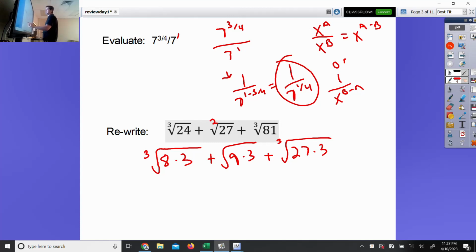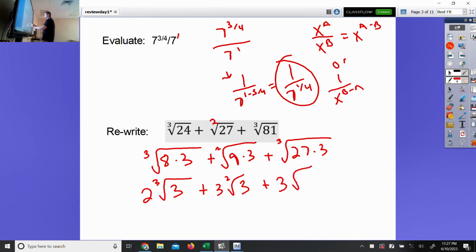The cubic root of 8 is 2, so this becomes 2 cubic roots of 3. The square root of 27 is going to be 3 root 3, and notice that the symbols differ. You can't actually add those together. And the cubic root of 27 is 3, so 3 cubic roots of 3. Now there's a pair of like terms here. That guy and that guy are alike.